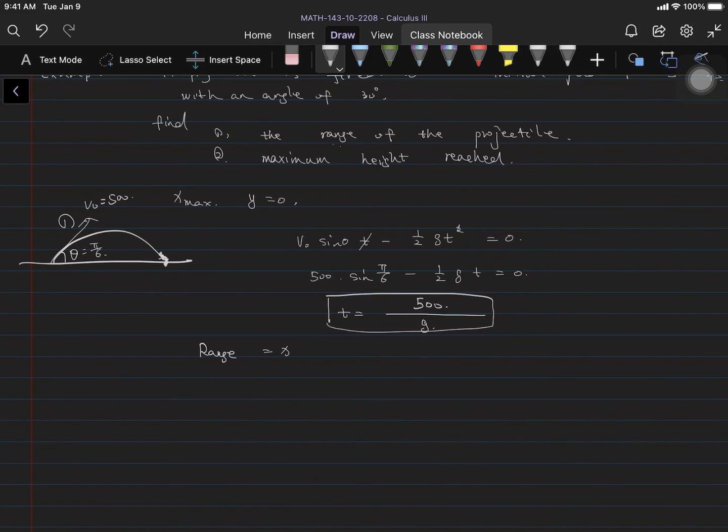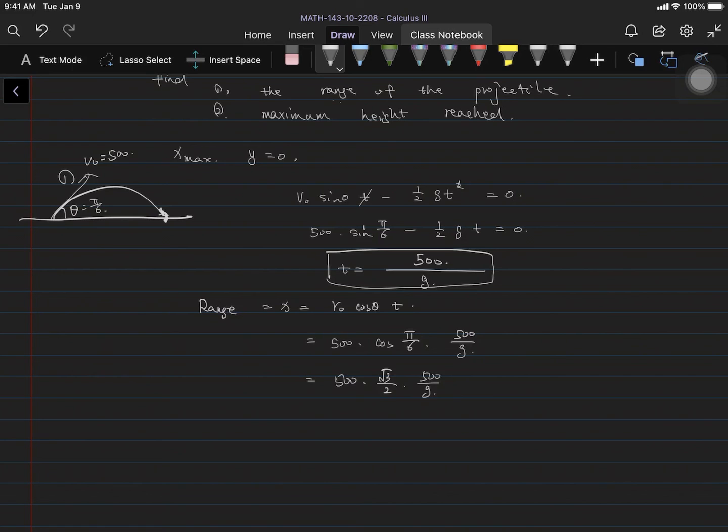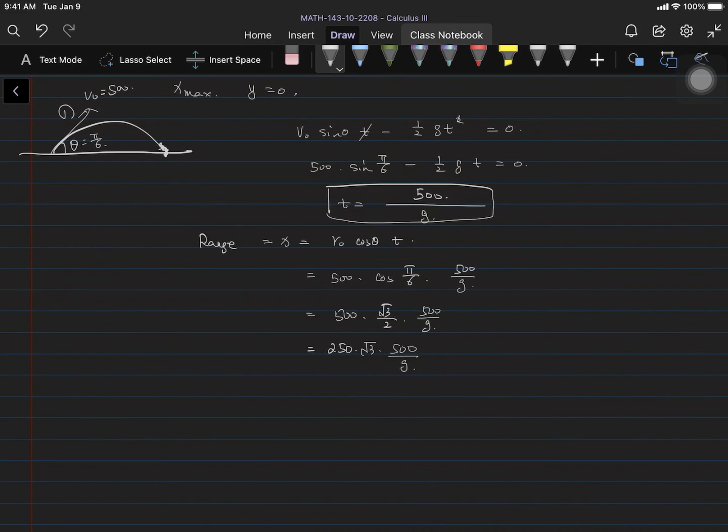Then find the range. Range equals the x value, which is v0 cosine theta t, with v0 500, cosine 30 degrees, and t equals 500 over g. Simplify: 500 root 3 over 2 times 500 over g. If we don't simplify, you can leave the answer like this: 250 root 3 times 500 divided by g. It doesn't matter too much, but we can also use the calculator. This is the range, the first question.